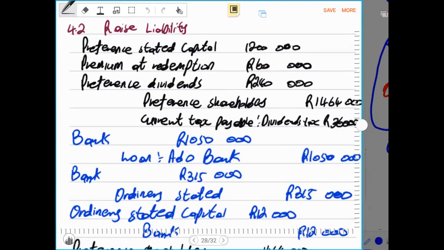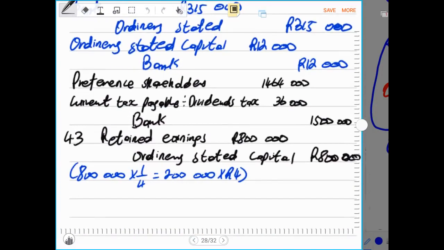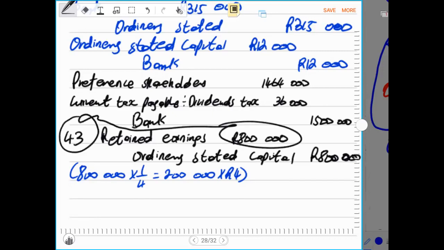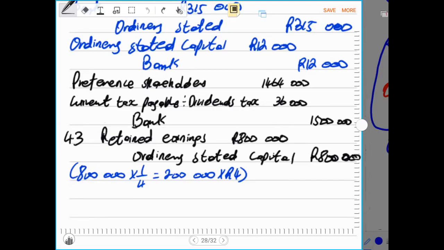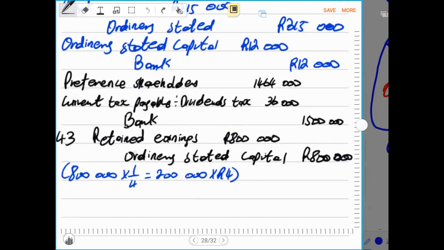We just did a journal entry for that. There was the capitalization issue, and number 3, it was 800,000 rands, ordinary stated capital. The reason why, guys, we say ordinary stated and we don't say capitalization is because there's no account called capitalization. We issued ordinary shares at the end of the day, but because they were issued for free, the name for that is capitalization. However, we issued ordinary shares. That's why the contra entry will be ordinary stated capital.